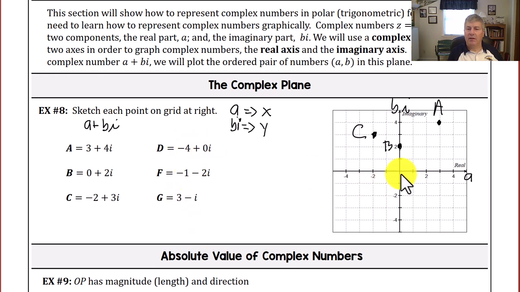D is at -4, 0i, so our quadrantal point here, point D. And -1, -2i, so -1 on our x-axis, -2, that's in the third quadrant. There's point F. And G is at 3 on the x and -i, so there would be point G.